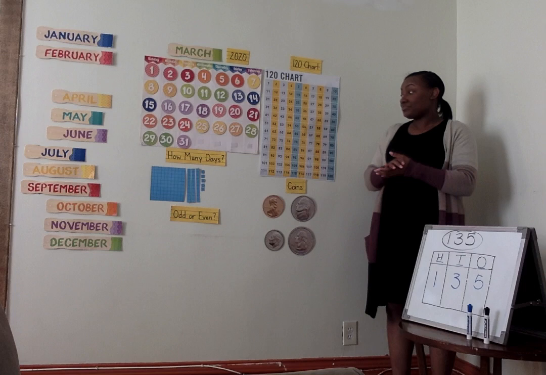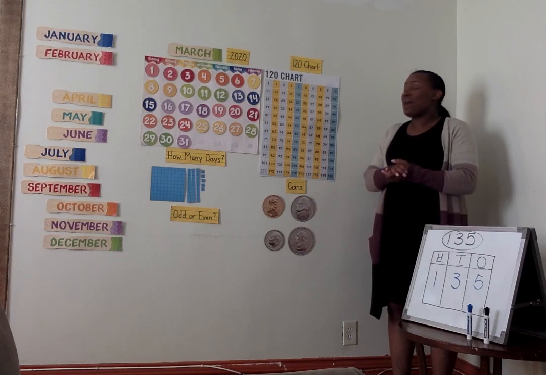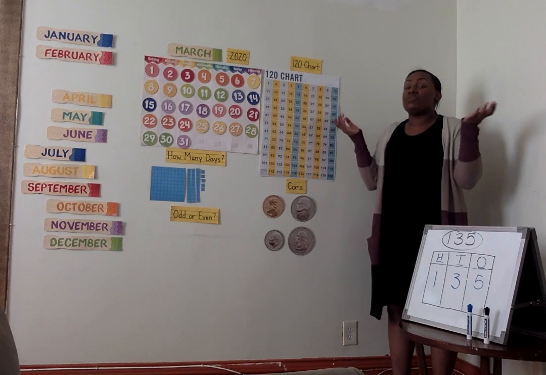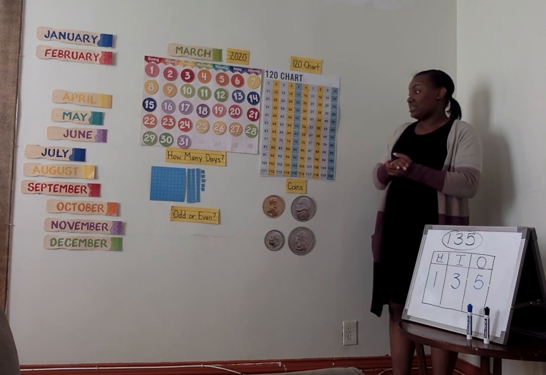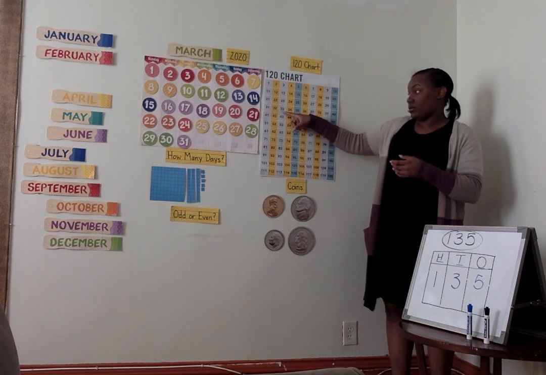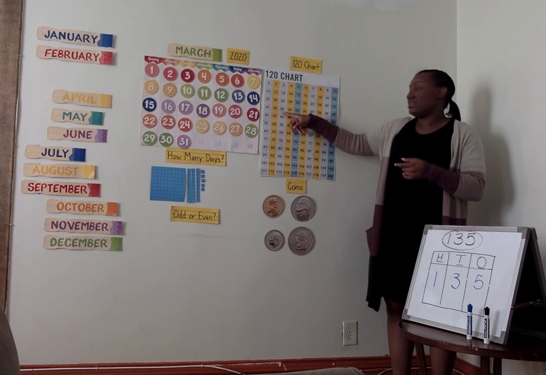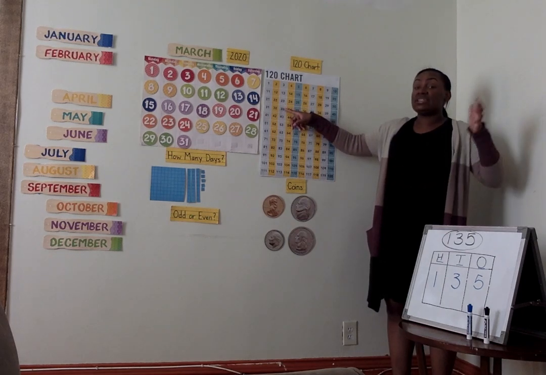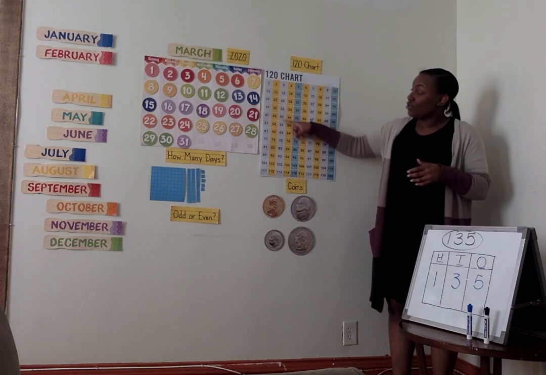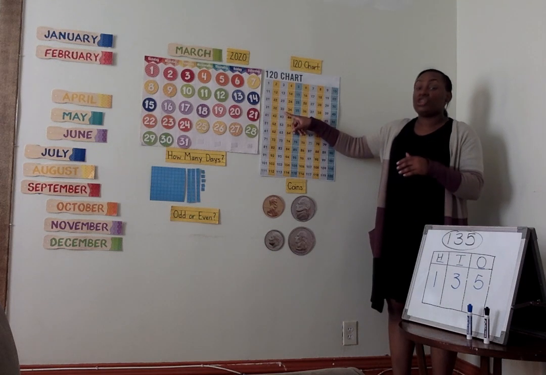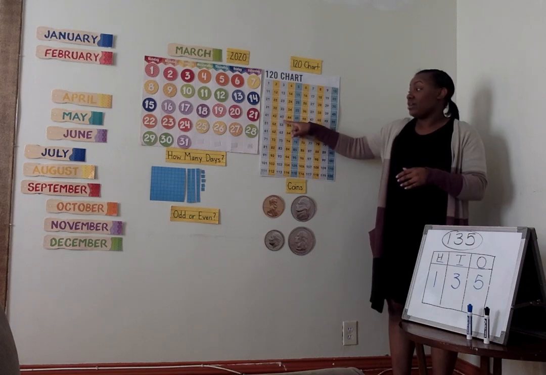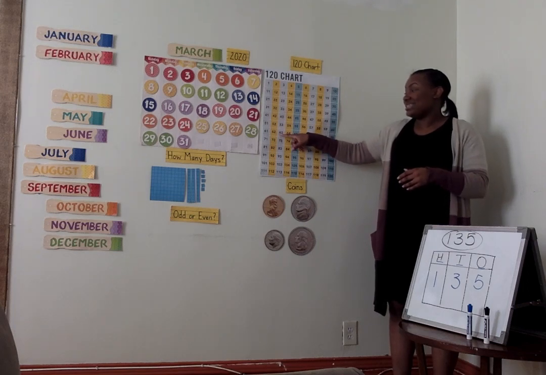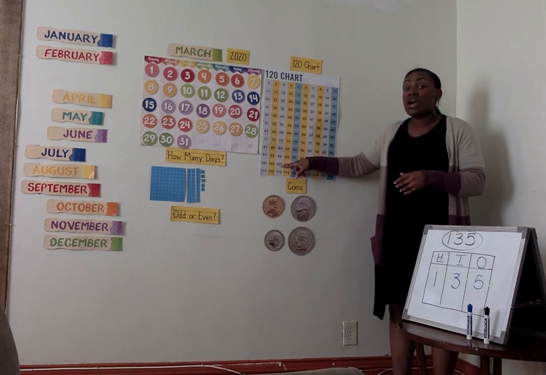Stop right there. Let's count by tens, but I want to start at a random number. What if I wanted to count by tens starting at 33? If I want to count up by tens, am I going to go down or am I going to go up? If I want to count up by tens, my number needs to get bigger. So on my 120 chart, I'm going to go down. Let's count by tens starting at 33. Count with me. 33, 43, 53, 63, 73, 83, 93, 103.